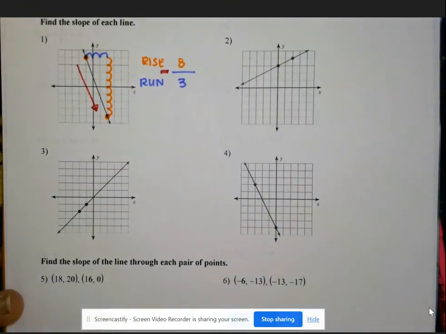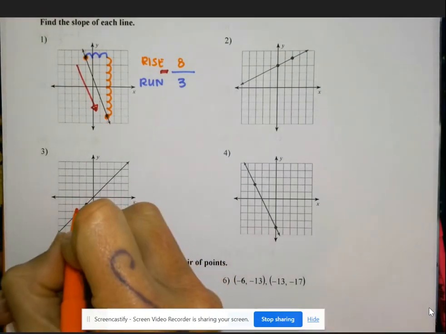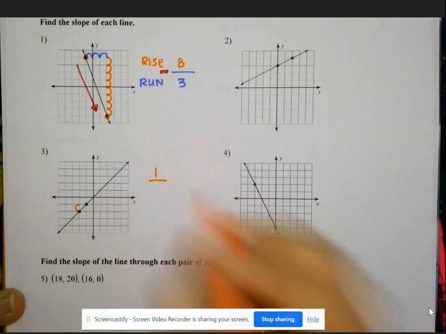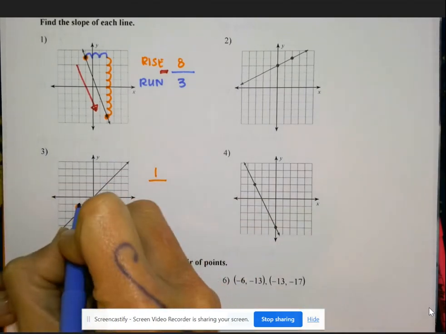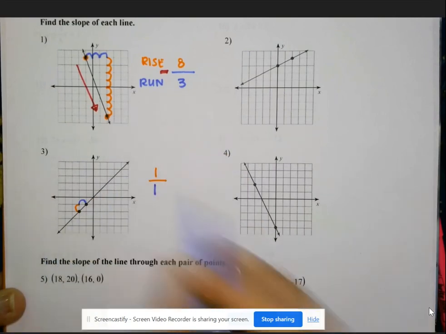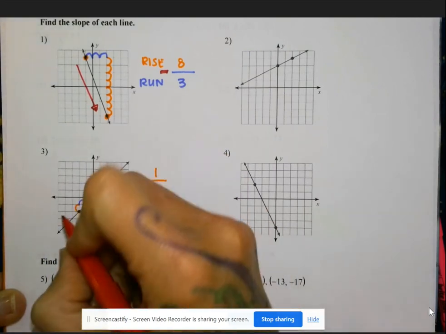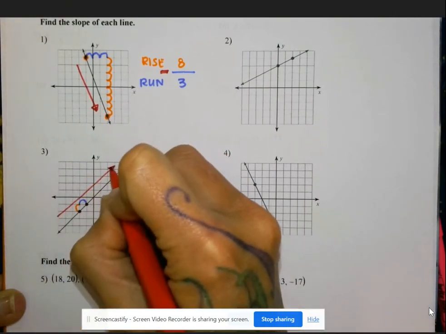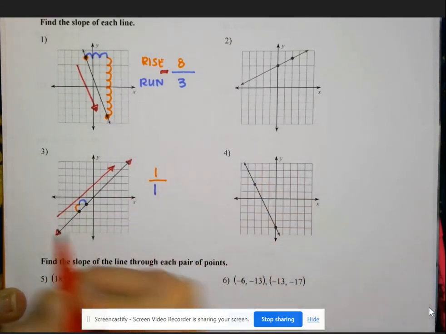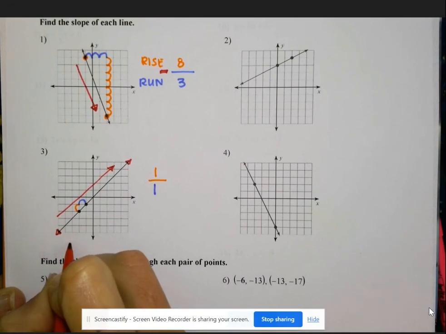Number 3, because I did say we do odd, is a perfect rise of 1 and then a run of 1. It is increasing, like we're climbing uphill on this guy. So from left to right, we're going up. Don't let these arrows confuse you. You're always reading from left to right.